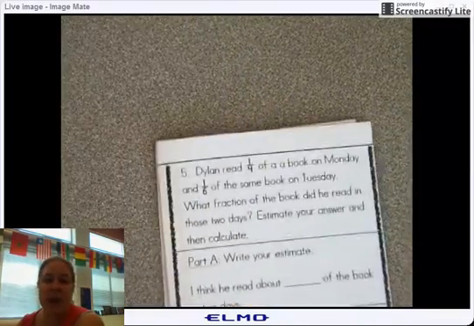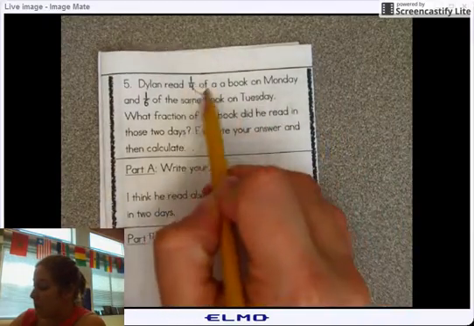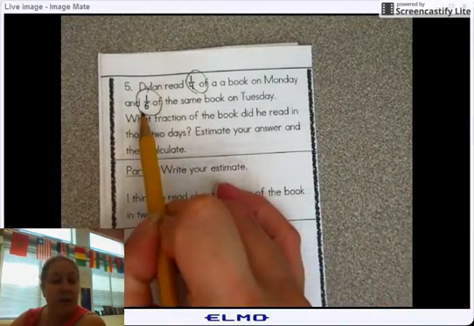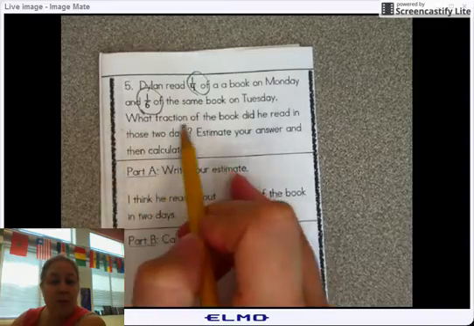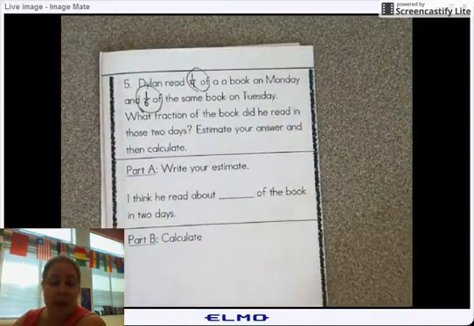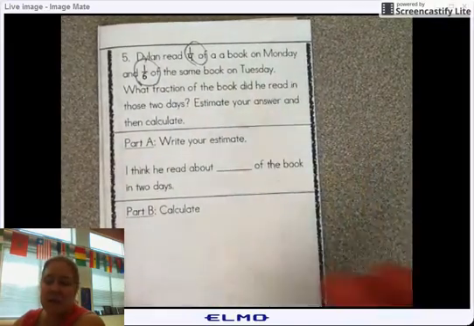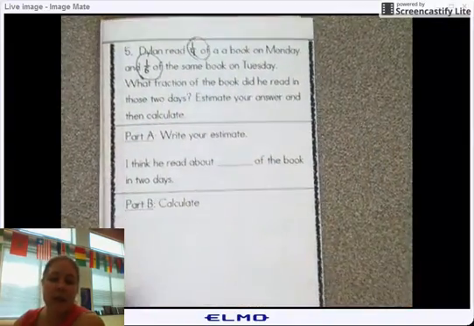And problem 5. Dylan read 1/4 of a book on Monday and 1/6 of the same book on Tuesday. What fraction of the book did he read in those 2 days? Estimate your answer before you calculate. Okay, think about 1/6 and 1/4. Just take an estimate. No big deal. It doesn't have to be precise.